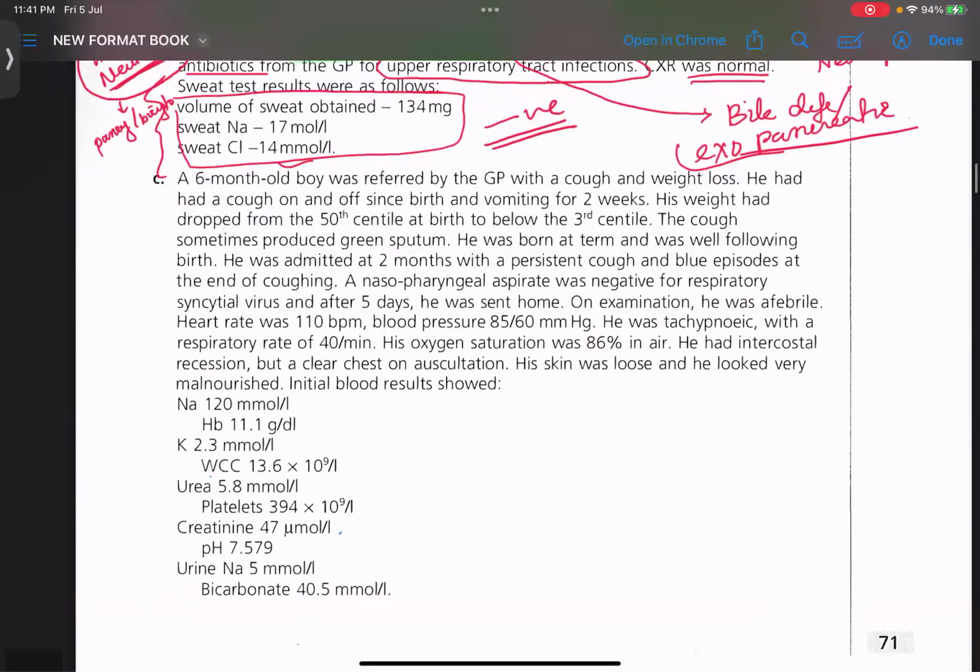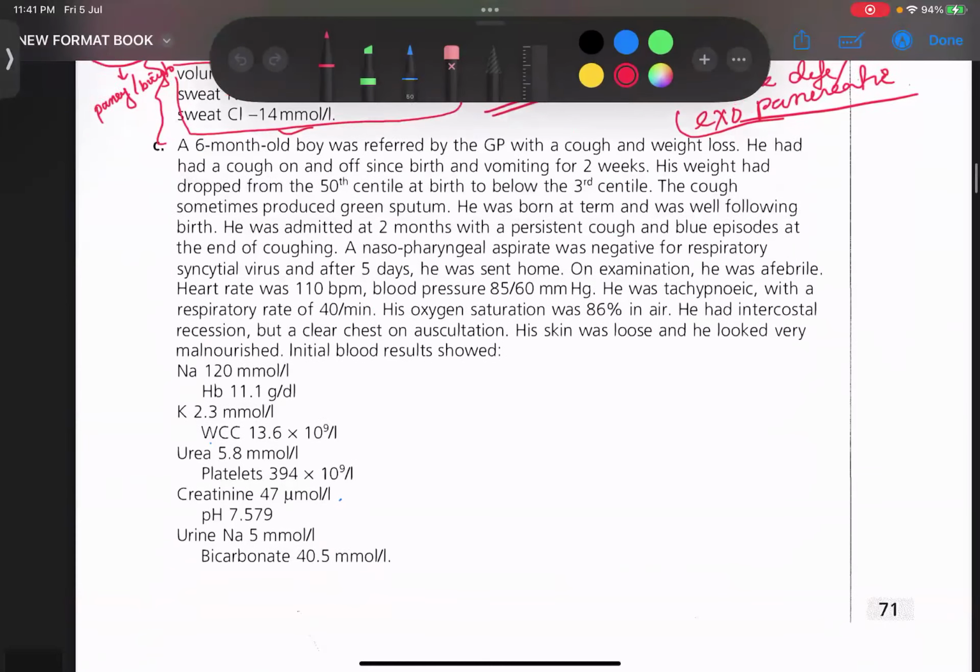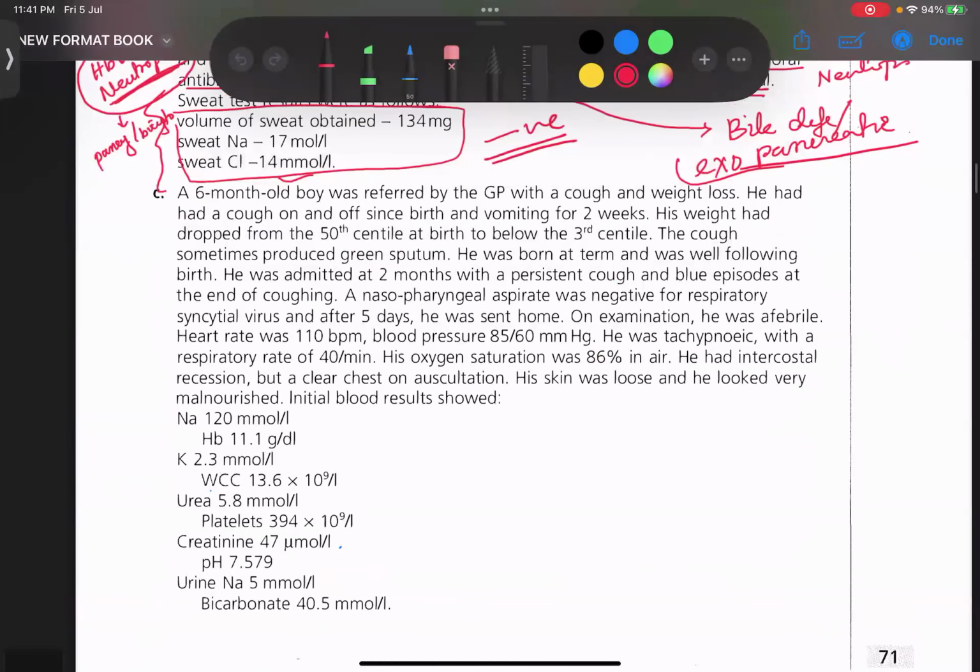Okay, it's gone. Okay, hello. Can you guys see the screen? Yeah, we can see, we can see.